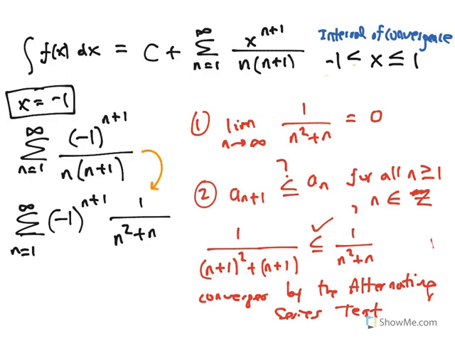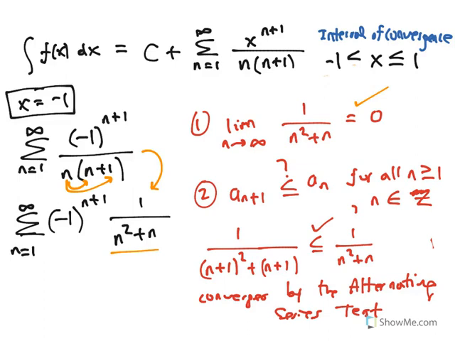So we may rewrite it as I've done here. I've also distributed the n to the n plus 1 to get 1 over n squared plus n. We have an alternating series, so we use the alternating series test. We check for the limit of a sub n as n goes to infinity. Is it 0? Yes, it is.